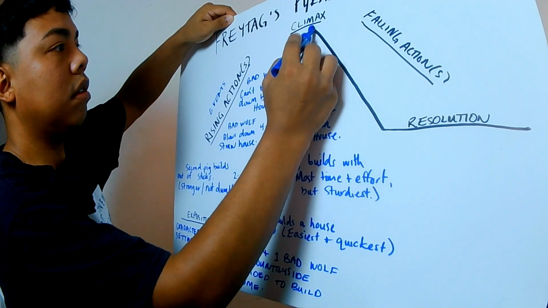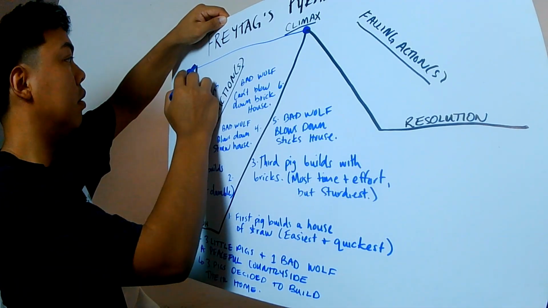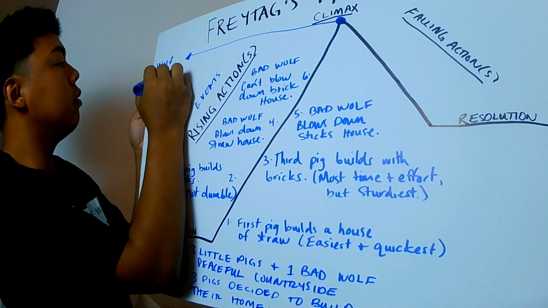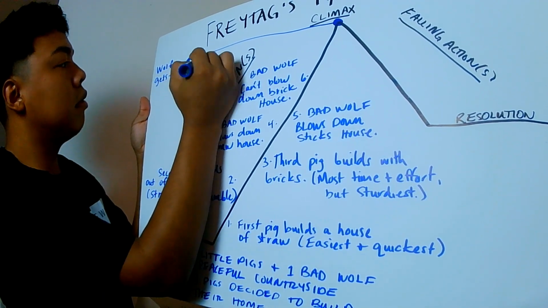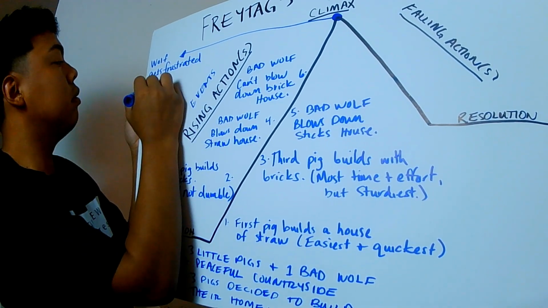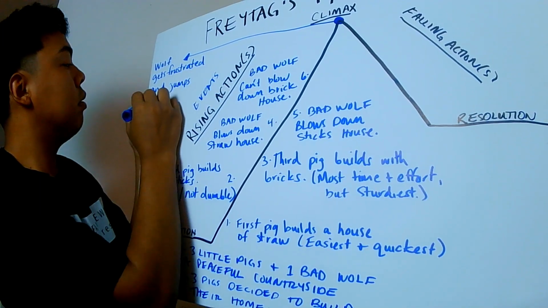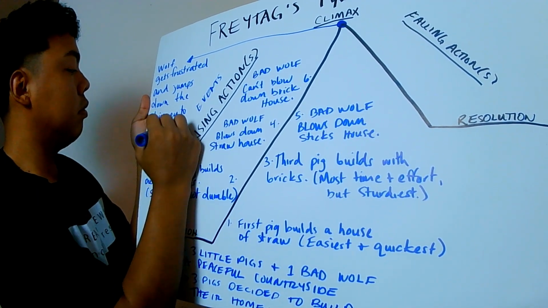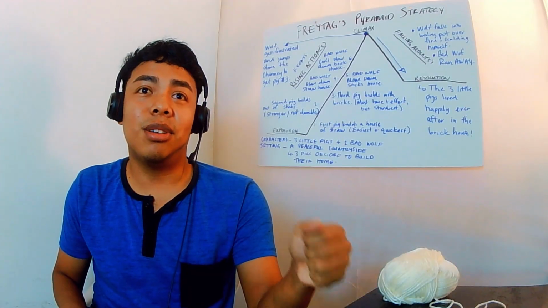So let's delve more into the story and see how the following action proceeds and how the following action develops and what the resolution or conclusion would be. Understanding the following action, these are events that occur after the climax. We already know the climax is the wolf climbing down the chimney. So this is the climax.